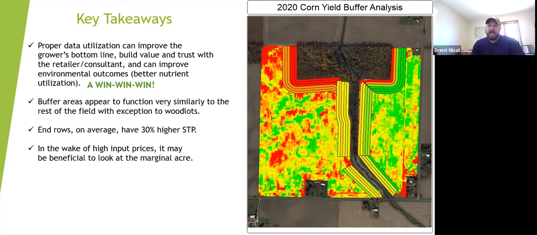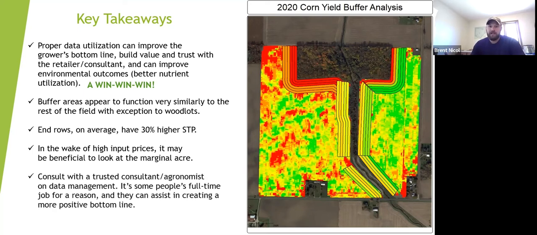We then talked about adding some figures to look at field profitability and productivity. In the wake of high input prices, it could be beneficial to look at that marginal acre. There's a lot of opportunity to impact the bottom line rather than cutting a cost that may not be agronomically beneficial. And lastly, I think it's important to mention to definitely ask for help. Consult with a trusted consultant or agronomist when it comes to this type of data utilization. It's definitely a full-time job for some people, and it's for a reason. They can help positively impact that bottom line, as well as provide some potential insights.